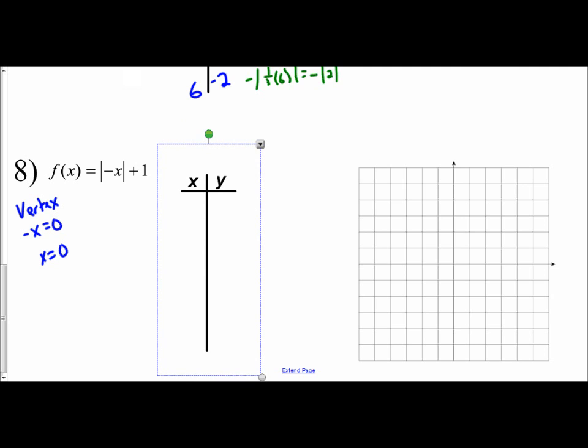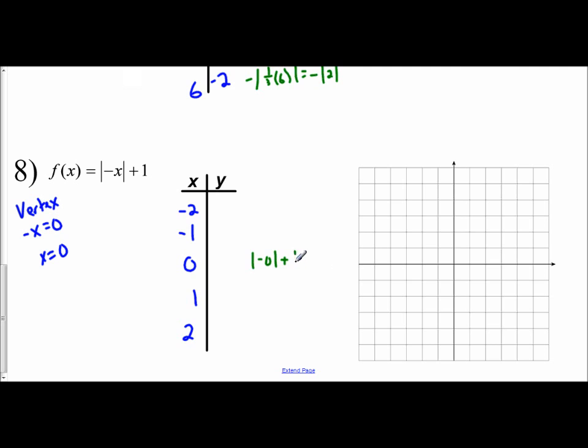So I'm going to put my 0 in the middle, and I'm going to work my way around, and I'm just going to do 0, -1, -2. I'm going to do my +1 and my +2 down here. And I'm just going to plug them in. And so if I plug in absolute value of -0 plus 1, well, absolute value of 0 is 0, so I'm left with 0 plus 1, which is just 1.